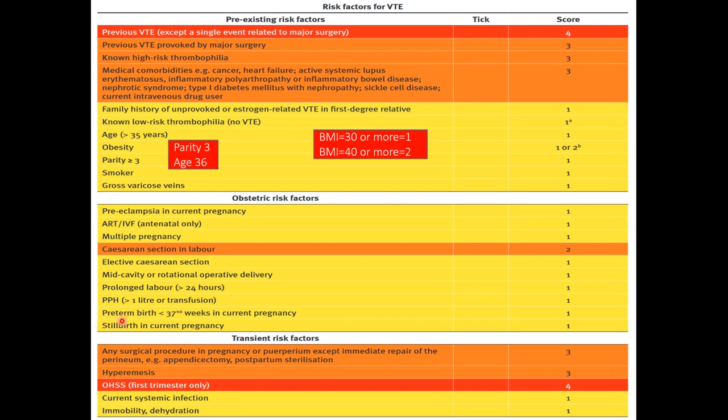Postpartum hemorrhage, preterm stillbirth: score 1. Transient risk factors: any surgical procedure. If the patient has ovarian hyperstimulation syndrome in the first trimester, this is score 4. Hyperemesis is score 3. Any surgical procedure in pregnancy, like appendectomy or postpartum sterilization, is score 3, and immobility or dehydration is score 1. So this is the classification of the risk factors according to the score: score 4, score 3, score 2, and score 1.